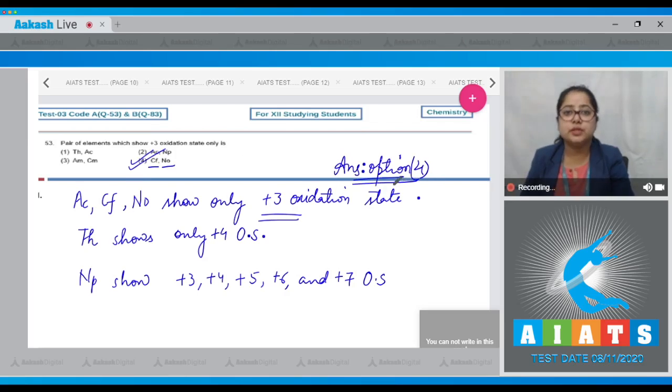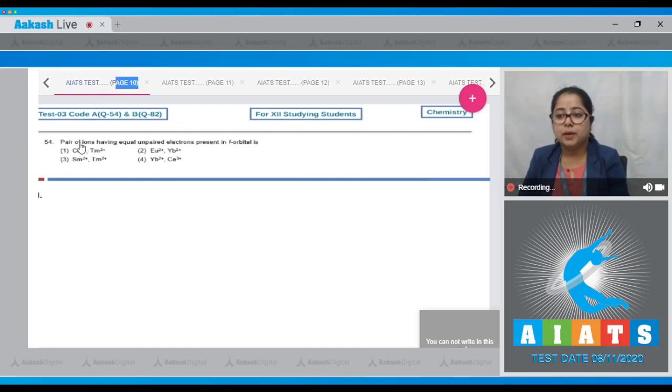Moving to next question, students, which is question number 54. Let's read the question. Pair of ions having equal number of unpaired electrons present in f orbital is. So student, here we are given Ce3+, Tm2+, Eu2+, Yb2+, Sm2+, Tm2+, and last Yb2+ and Ce3+.